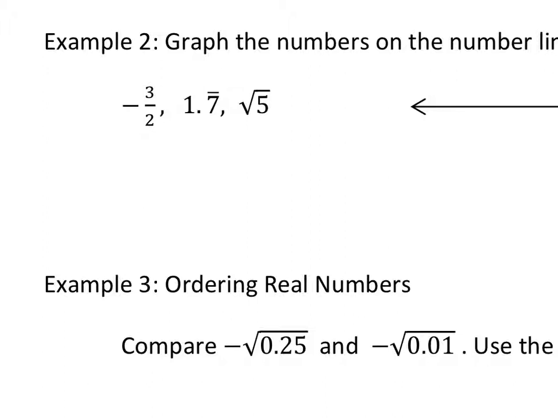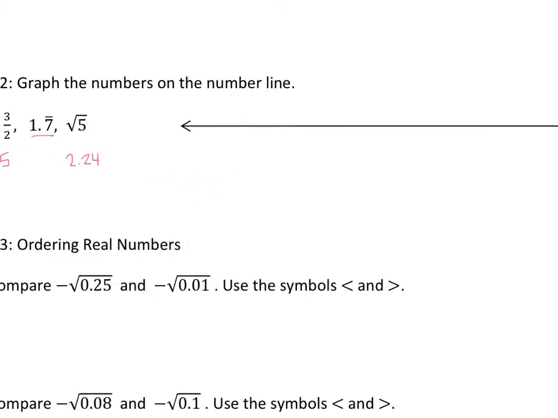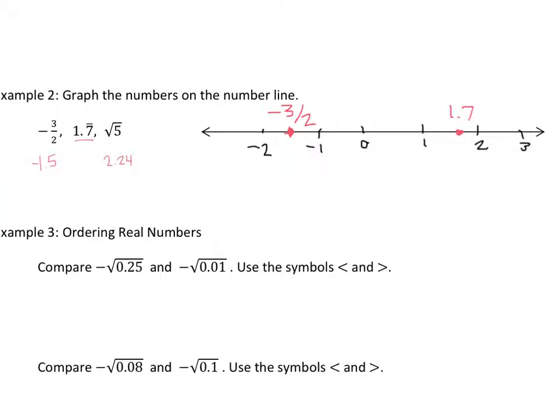Alright, -3/2 is -1.5 as a decimal. 1.7 we already know is a decimal. And square root of 5 is like 2.24, I believe. Now here we can kind of tell, but let's just practice with a number line. I know you remember how to do this, but let's just remember together. Okay, so we've got 0, 1, 2, 3, and we have our negatives. Okay, and then the last one, 2.24, is right there, and that's square root of 5.